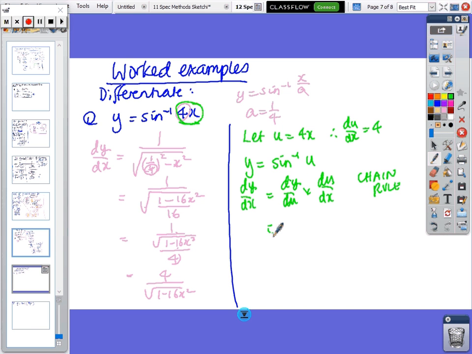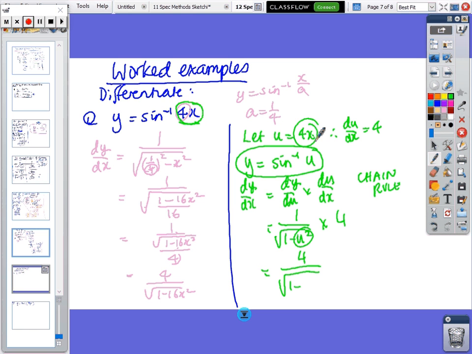The du's cancel out, so you've still got your dy/dx. So dy/du is this function with respect to u, so it's 1 over the square root of 1 minus u squared, times du/dx, which is 4. So the 4 comes to the top, and then 1 minus, and then go u back to 4x. So 4x squared is 16x squared. So you choose which way. I like the substitution method, but you don't have to if you don't want to. But I do like this method. Okay, copy that.